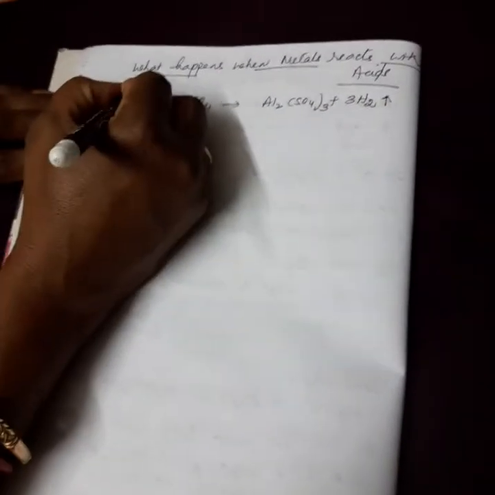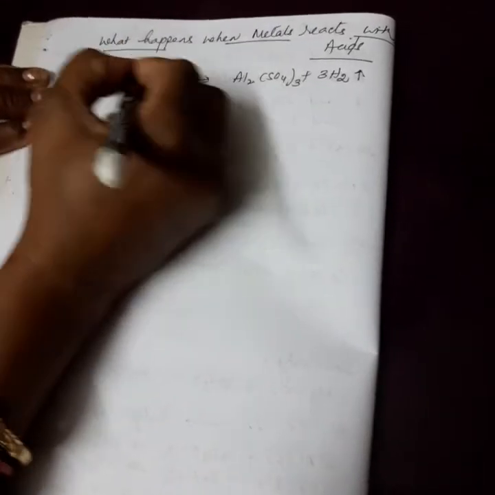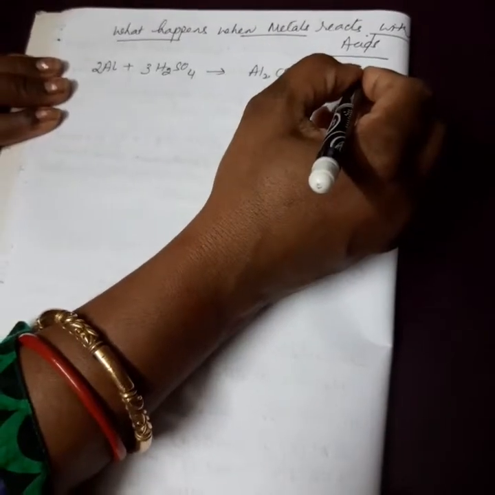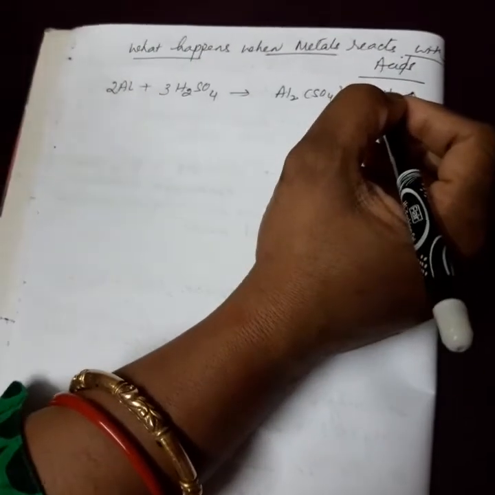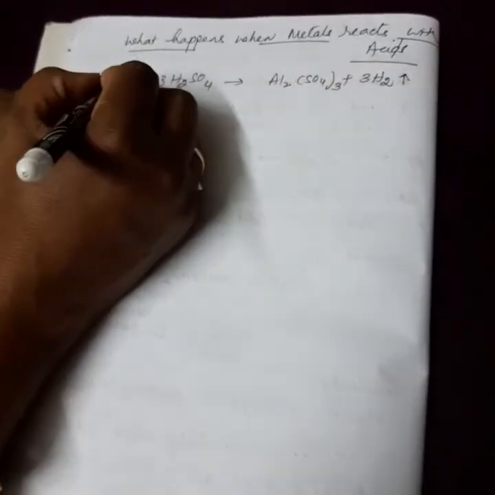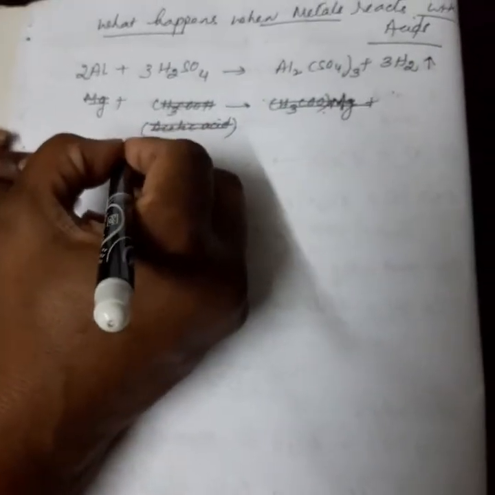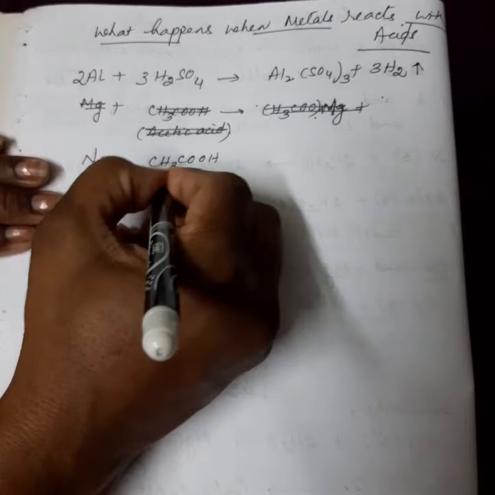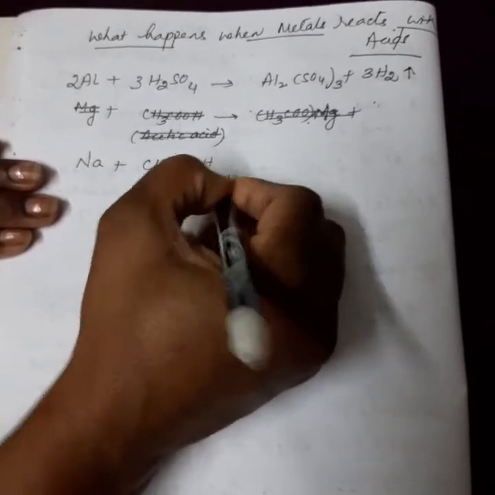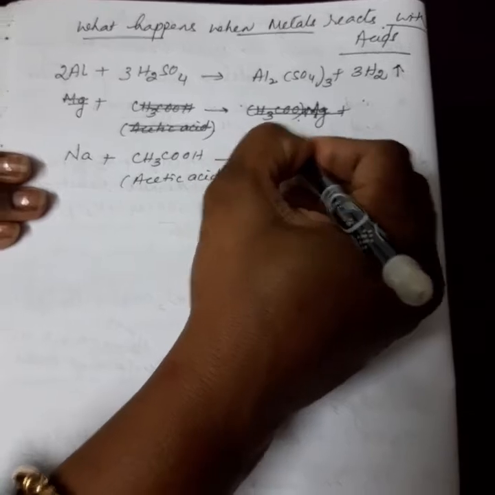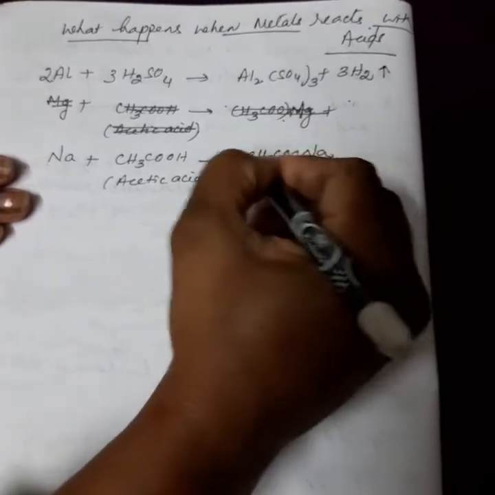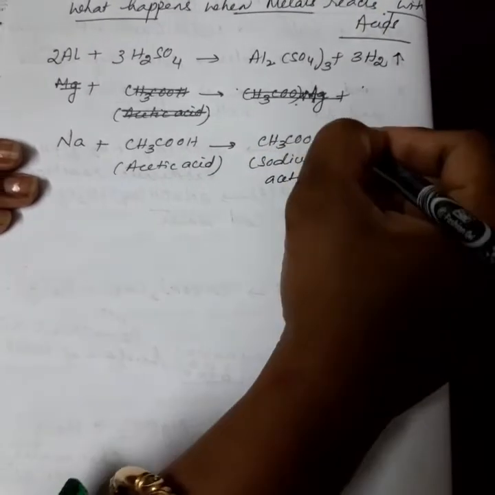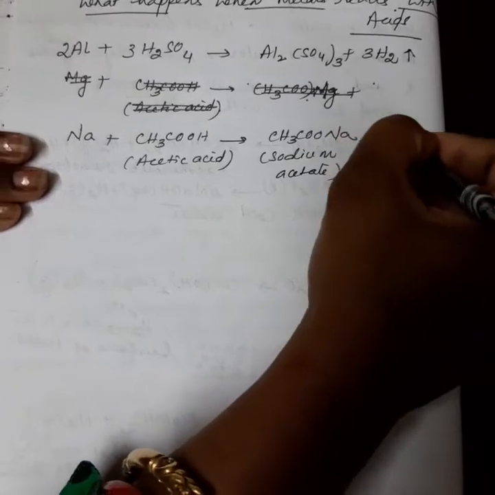When we balance the equation, 2Al plus 3H2SO4 will give rise to Al2(SO4)3, aluminium sulfate, plus hydrogen gas. Hydrogen gas is liberated here. Similarly, sodium when it reacts with acetic acid, CH3COOH, an organic acid, will give CH3COONa, known as sodium acetate, plus hydrogen gas.